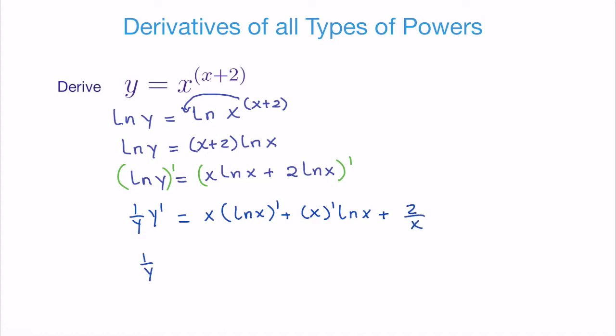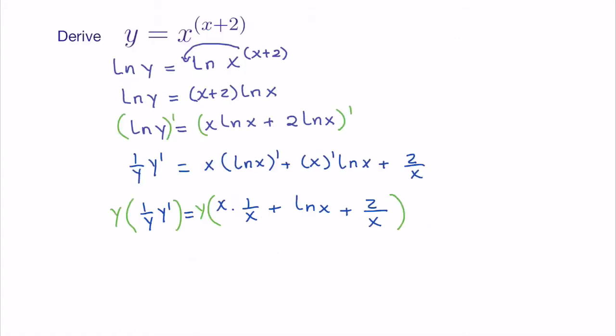So we get 1 over y, y prime equals x times 1 over x, which is the derivative of ln x, plus the derivative of x is 1, so we get just ln x, plus 2 over x. And we multiply both sides by y to solve for y prime. The y's cancel out, so the derivative of y is going to be, y is the original function, x to the x plus 2. And let me write this a little nicer.